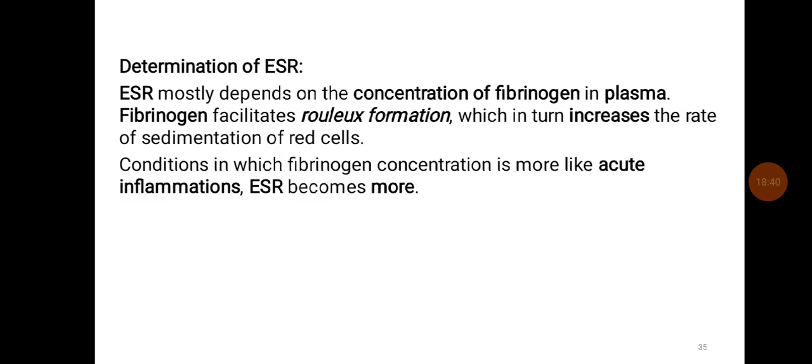Determination of ESR. The ESR is nothing but the rate at which the RBCs settle down. The ESR mostly depends on the concentration of fibrinogen in plasma. The fibrinogen facilitates rouleaux formation, which in turn increases the rate of sedimentation of red cells. In conditions in which fibrinogen concentration is more, like acute inflammation, ESR becomes more.